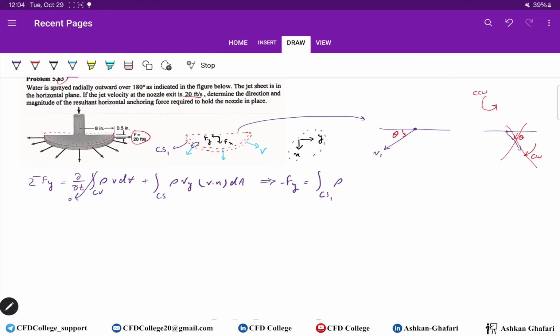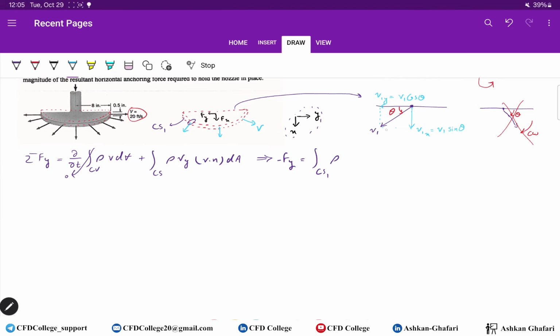So in this way, here you can decompose velocity. This is v1y, which is equal to v1 cosine of theta. This is v1x, which is equal to v1 sine of theta.